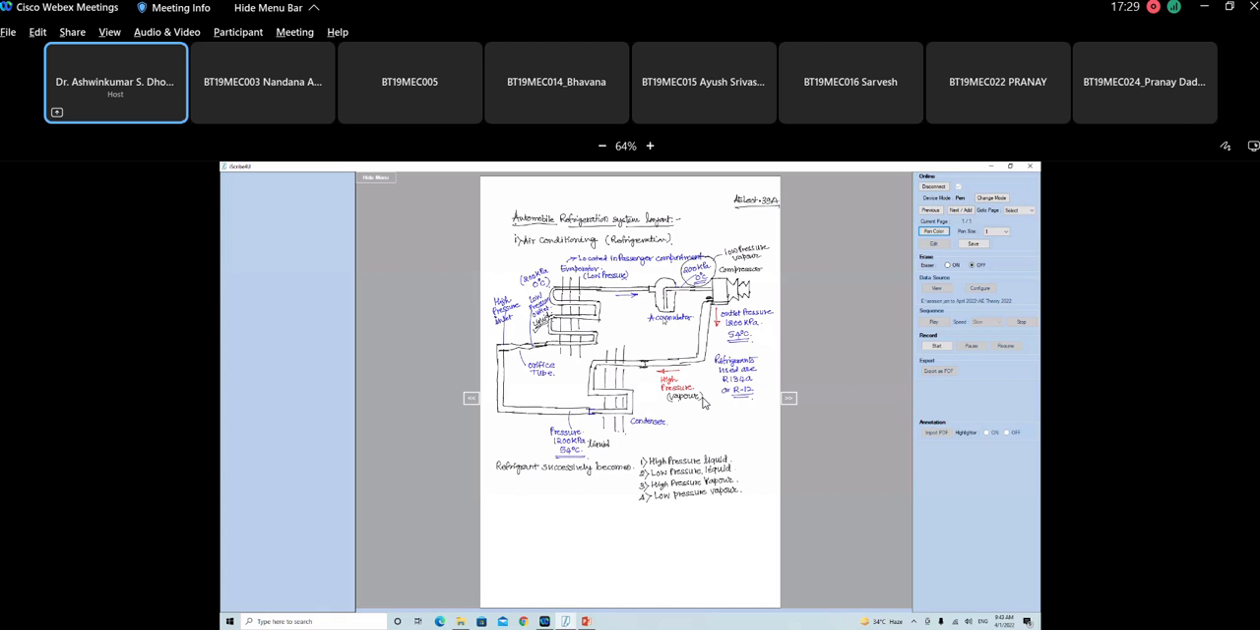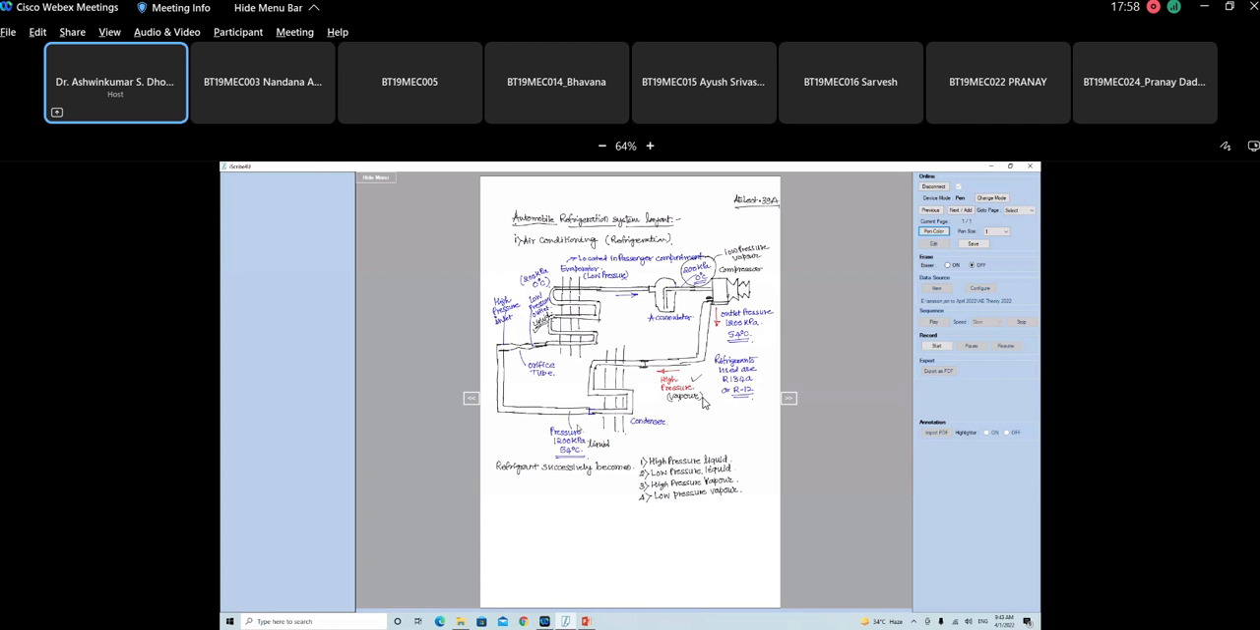If there is any kind of liquid, that will be collected by the accumulator and the remaining will move to the compressor. Please note that the compressor will always compress the vapor. It will always compress the gas. It will not compress the liquid. Okay. Then the output of the compressor will be high pressure vapor. So this has come, which I have shown in the red color.